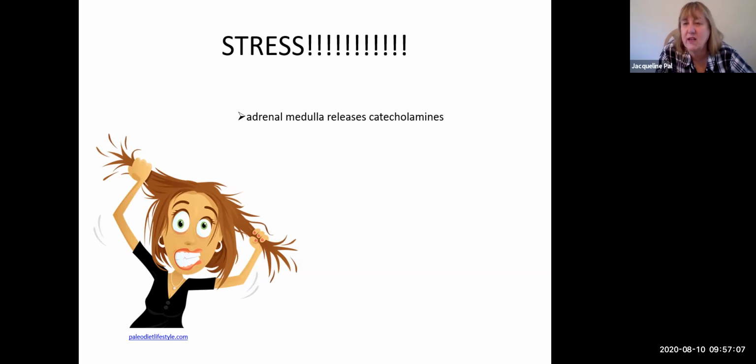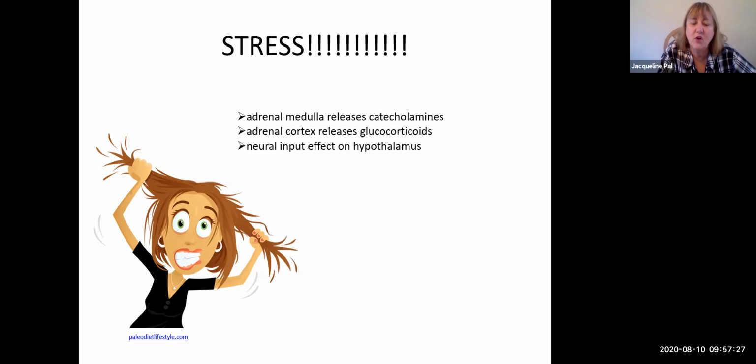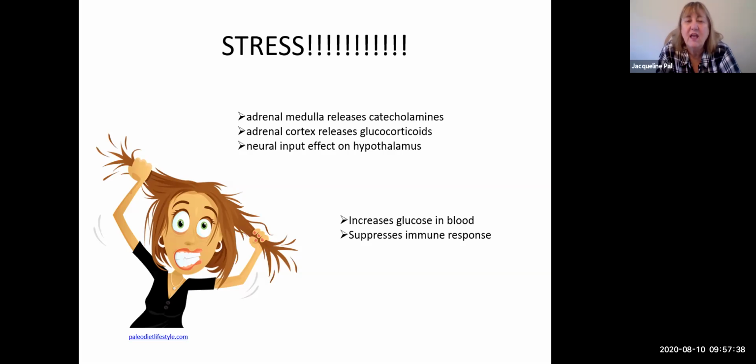So when you are stressed, here's what happens in your body, putting lots of things together. The adrenal medulla, as you know, is going to release catecholamines. So you're going to have elevated epinephrine and norepinephrine levels. In addition, the adrenal cortex is going to release glucocorticoids. So your cortisol level is up, thereby throwing your body out of whack. You're also going to have neural input effect on your hypothalamus. So blood glucose levels are going to go sky high. Stress, diabetic, bad combination. In addition, remember that cortisol suppresses your immune response and affects many organ systems.